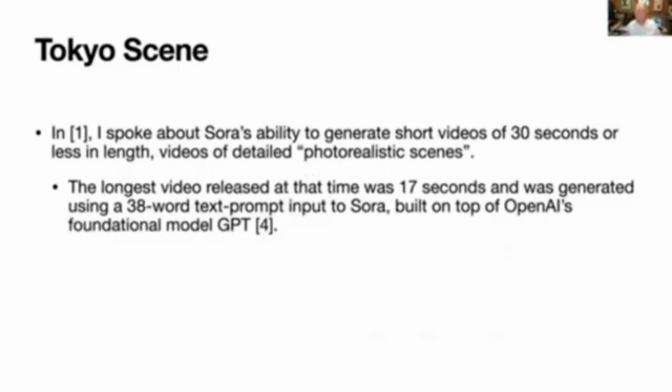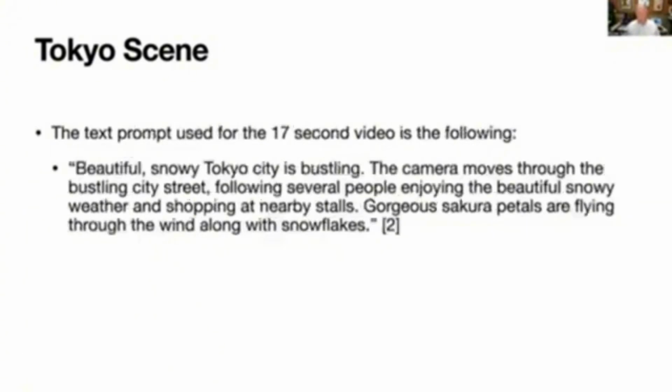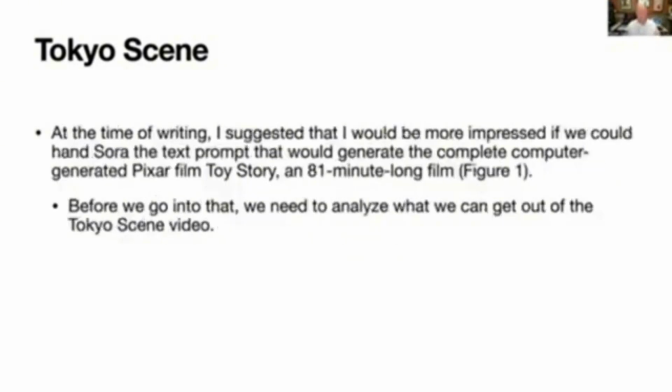And the longest video recorded at that time was 17 seconds and was generated using a 38-word text prompt input to Sora. And Sora is built on top of OpenAI's foundational model, GPT-4. The text prompt used for the 17-second video is the following. Beautiful, snowy Tokyo City is bustling. The camera moves through the bustling city street, following several people enjoying the beautiful snowy weather and shopping at nearby stalls. Gorgeous sakura petals are flying through the wind along with snowflakes. So a very short 17-second video is generated from that input prompt.